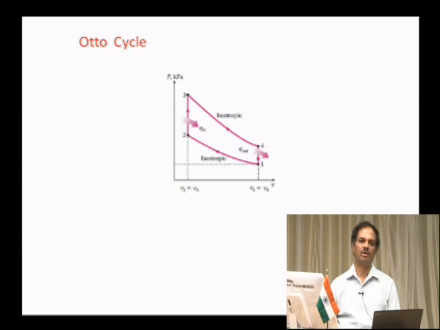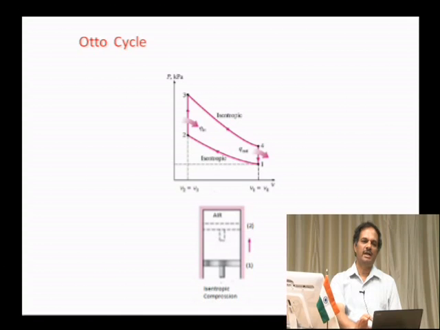So, here V 2 is equal to V 3 because it is a constant volume process, and V 1 is equal to V 4. This is also a constant volume process. So, you have to keep that in mind. You can see this is the isentropic compression process. 1 2 is the isentropic compression, that is a reversible adiabatic process. The piston moves from BDC to TDC, that means air is compressed during this stroke adiabatically.